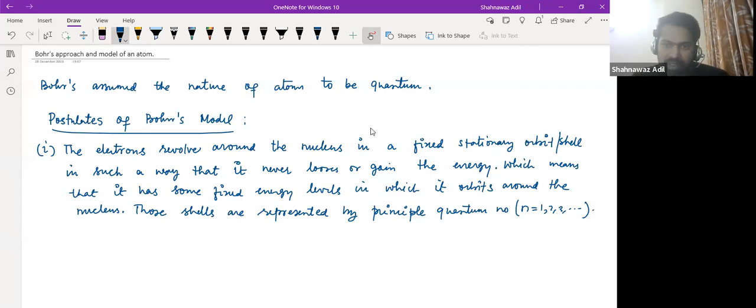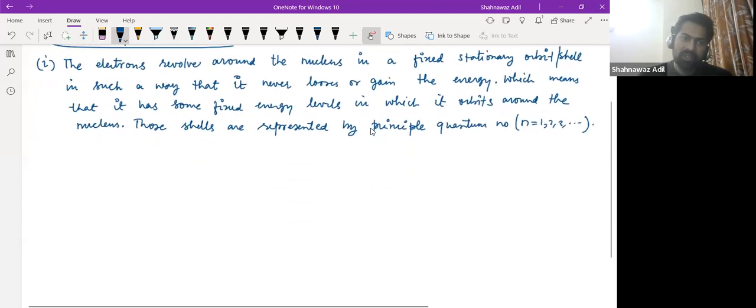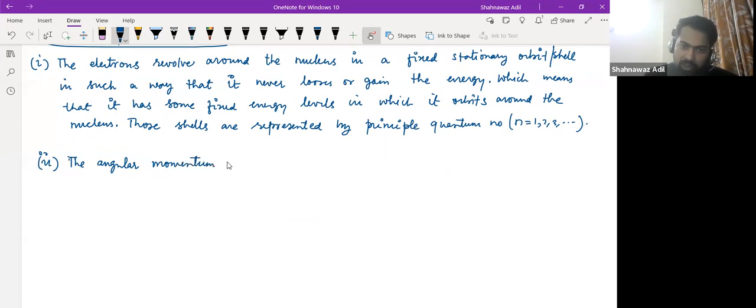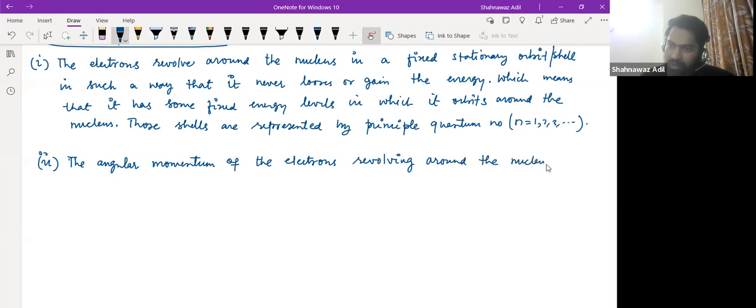The second postulate states that the angular momentum of the electrons revolving around the nucleus is also fixed, and it is quantized.